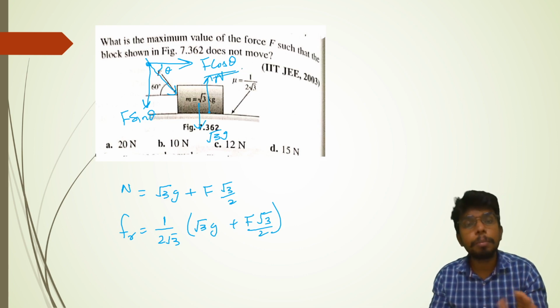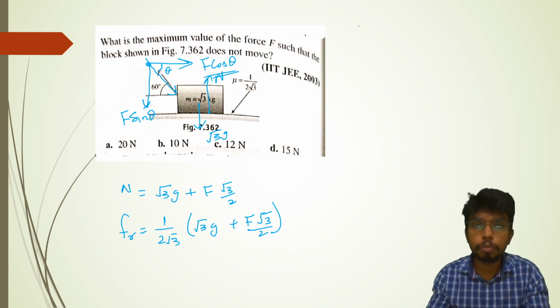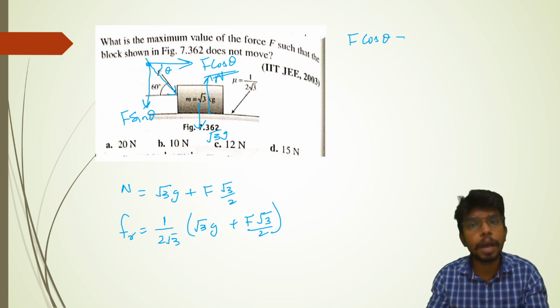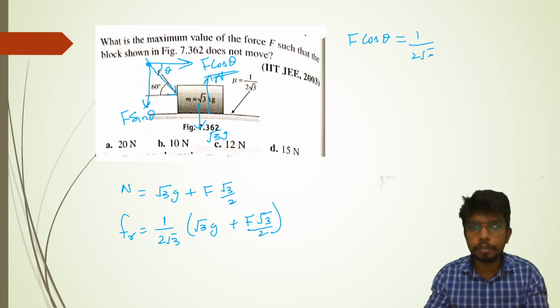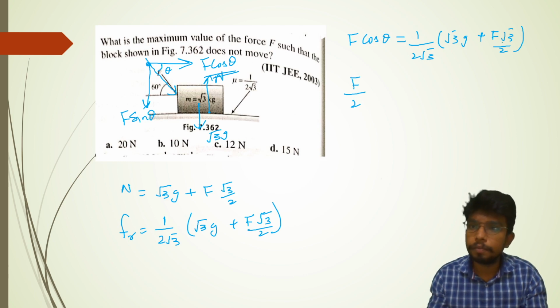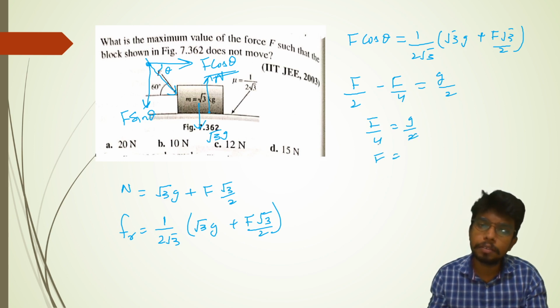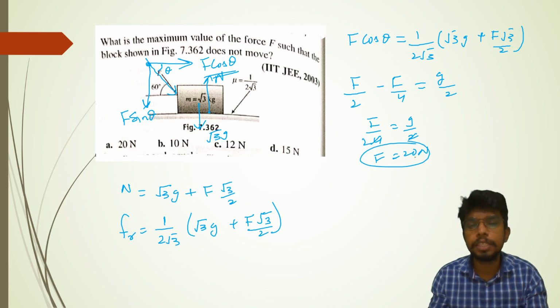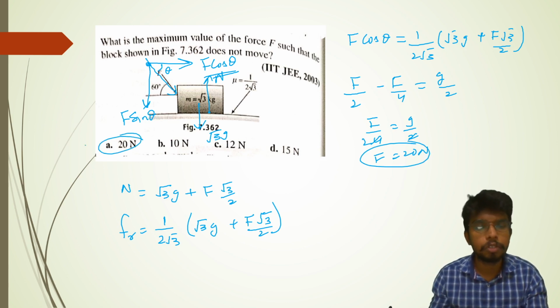So I need to find out the maximum value of the force F such that the block shown in the figure does not move. If it does not move, that means F cos theta should just balance out 1 over 2 root 3 times root 3 g plus F root 3 by 2. Solve it out, you should get the value. Cos theta is cos 60, so cos 60 is nothing but half, F by 2, minus if you multiply with this, it will be F by 4, so F by 2 minus F by 4 is going to be g by 2, and it becomes F by 4 is nothing but g over 2, or F will come out to be 20 if I consider g as 10, so it's going to be 20 Newton. This should be the correct result.